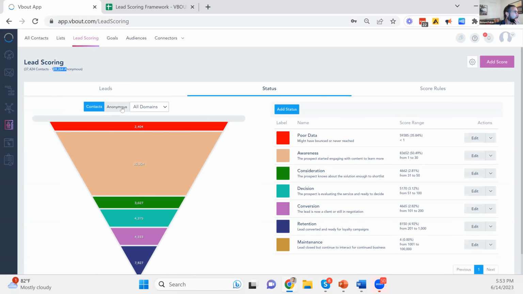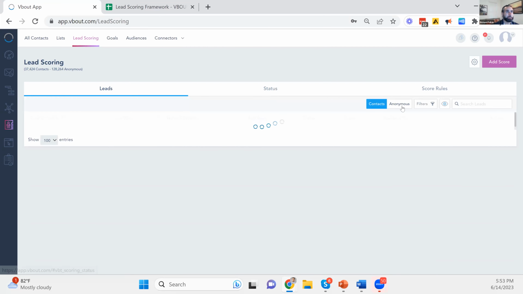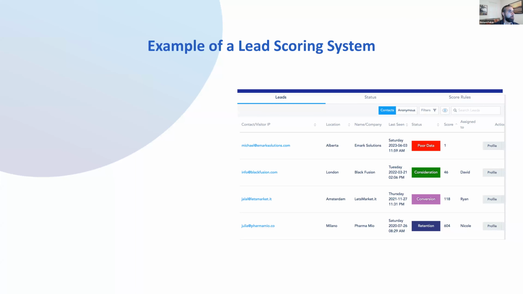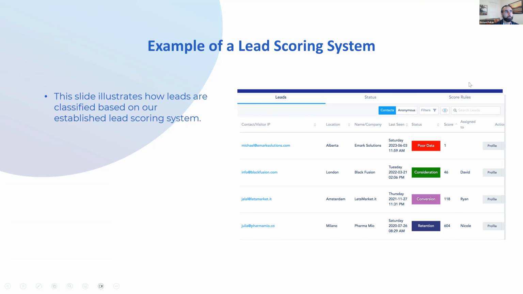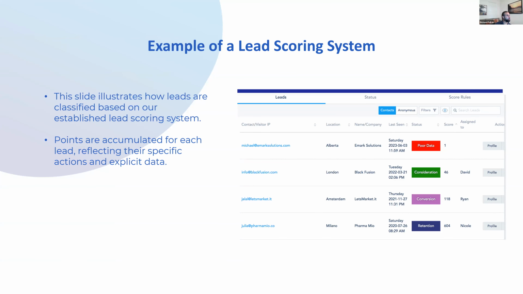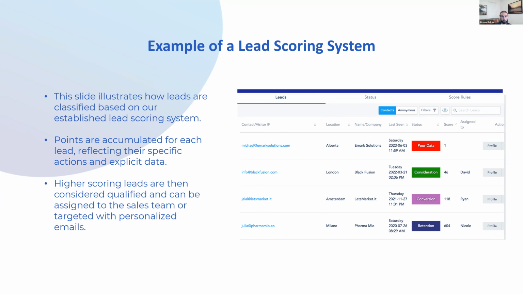This is the statuses for anonymous. And if you have multiple domains, you can actually see how different domains have been scored. Okay, this is going to take a little bit because the anonymous is pretty heavy. All right. So, how the leads were accumulated here using implicit and explicit, and the higher the score, the more likely engage.